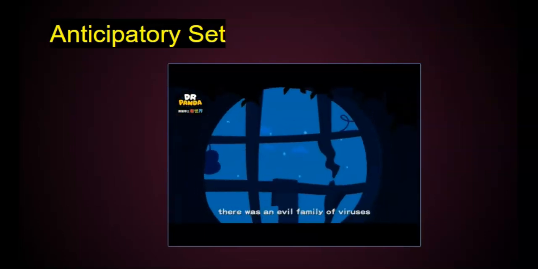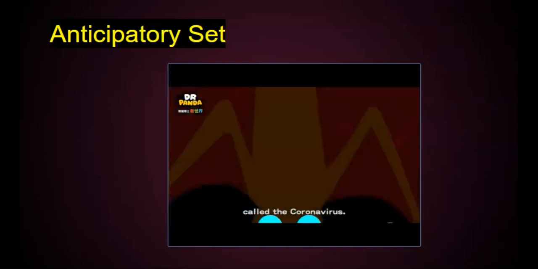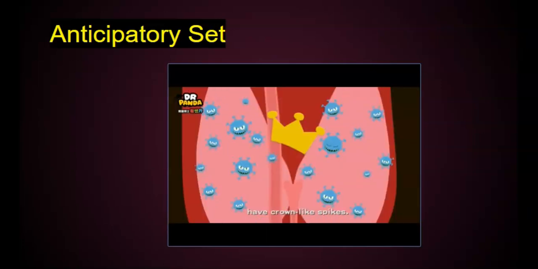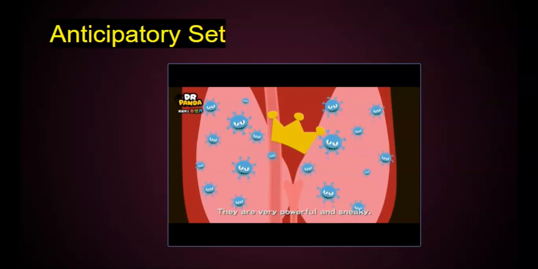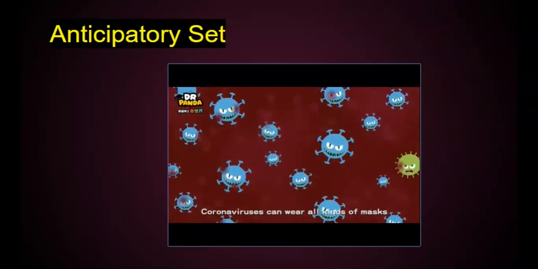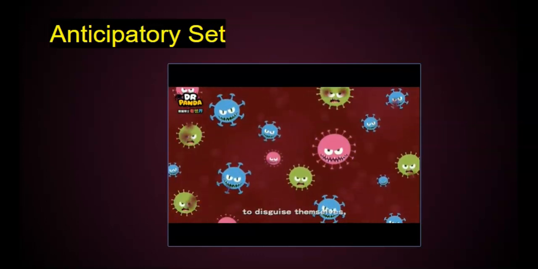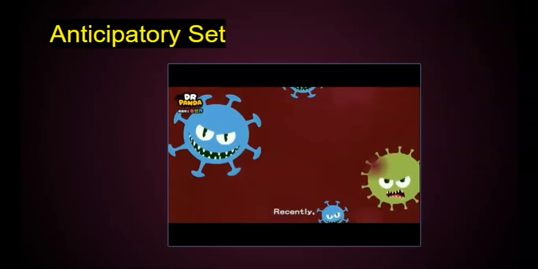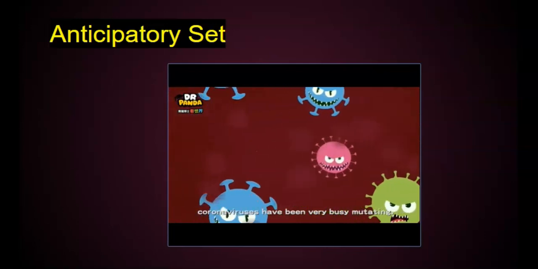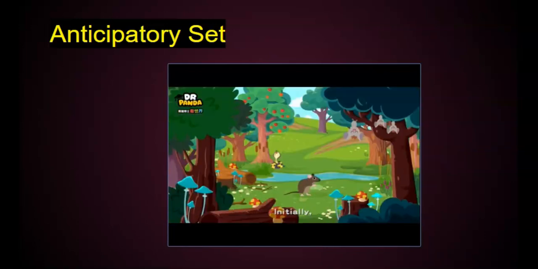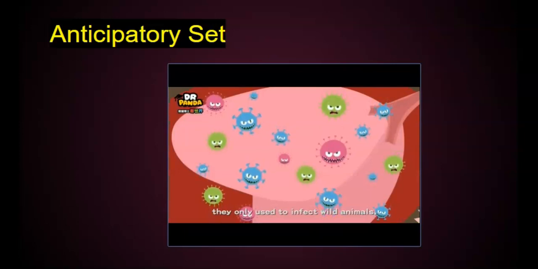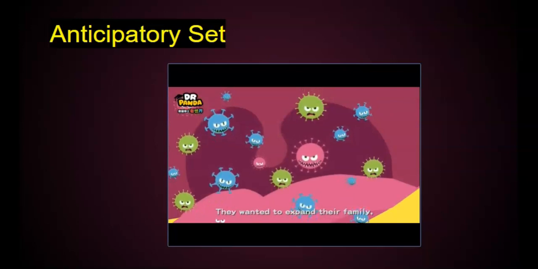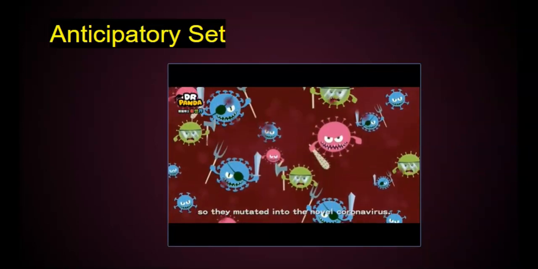Once upon a time, there was an evil family of viruses called the coronavirus. All members of this family have crown-like spikes. They are very powerful and sneaky. Coronaviruses can wear all kinds of masks to disguise themselves and harm both animals and humans. Recently, coronaviruses have been very busy mutating. Initially, they only used to infect wild animals, but this no longer satisfied their ambitions. They wanted to expand their family, so they mutated into the novel coronavirus.